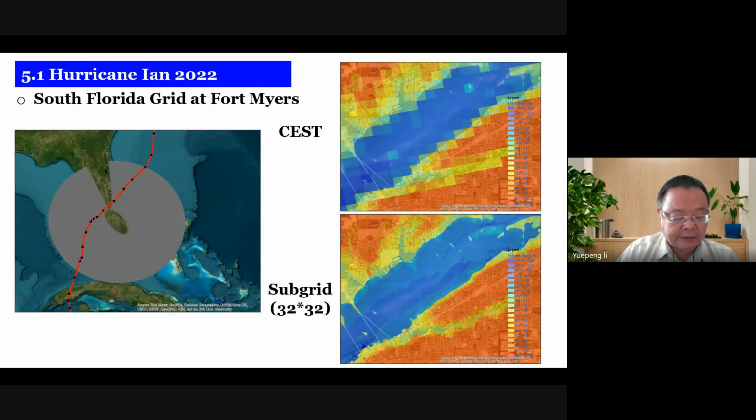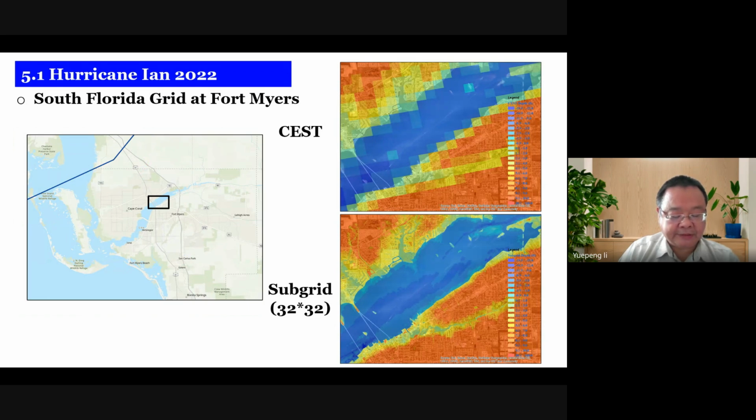The third case is the Hurricane Ian 2022 simulation. Since SEST can directly simulate the surge on a SLUSH grid, this time we use the South Florida SLUSH basin to perform the simulation. Next.